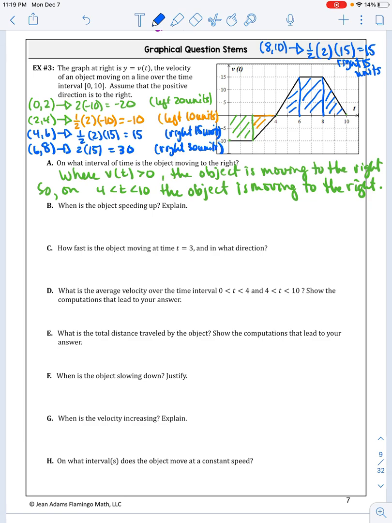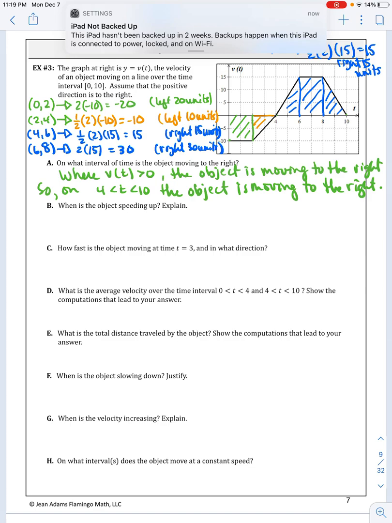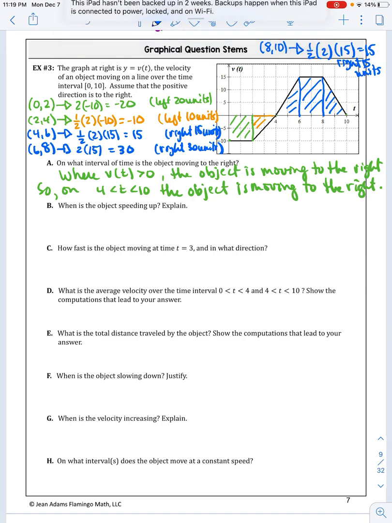The reason I wanted to do that is I know that we're going to need that on this problem, and it also gives you a chance to think about if you have a velocity function. If you wanted to find the distance traveled, you're going to have to take the area between the curve and the x-axis. If that area is below the x-axis, that is left-hand movement or downward movement, depending on how they've defined it. So when is the object speeding up?